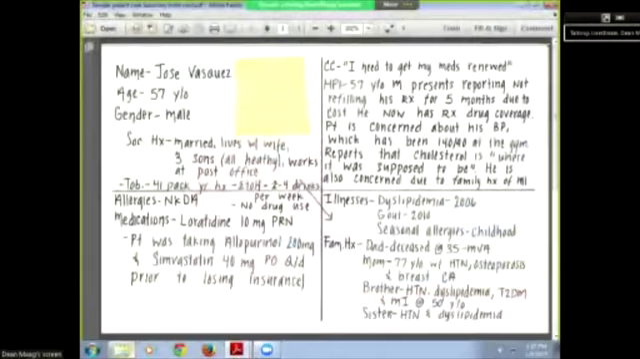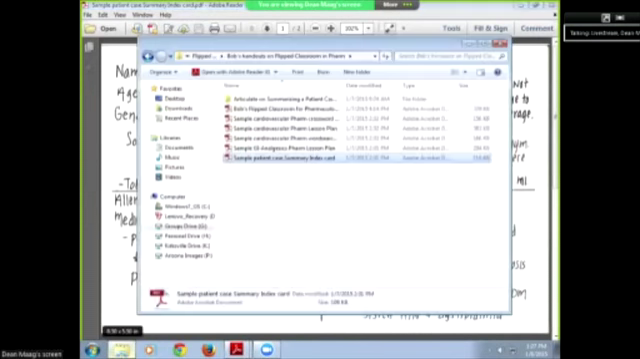I showed them a very simple way that you can summarize a case on an index card, and you actually have... I don't see it, sorry.